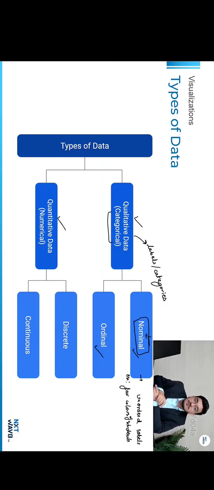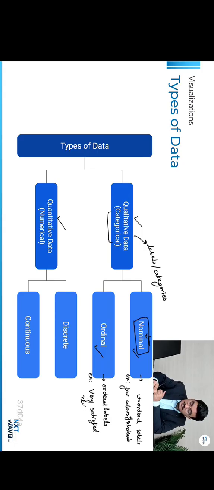Now let's talk about ordinal data. Ordinal data, as the name suggests, is something we can order. So ordered labels. A good example for this could be the satisfaction rating given by the customer. So they can rate like very satisfied or neutral or not satisfied.